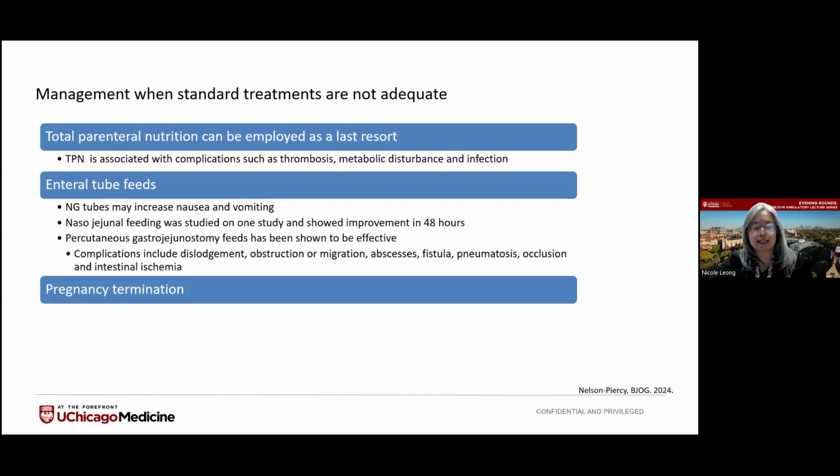And then lastly, some people do choose to terminate a pregnancy when they can't manage these symptoms. Most of the time it's because they can't take care of their families, or it's just so mentally draining to feel this way that people might choose to terminate a pregnancy.